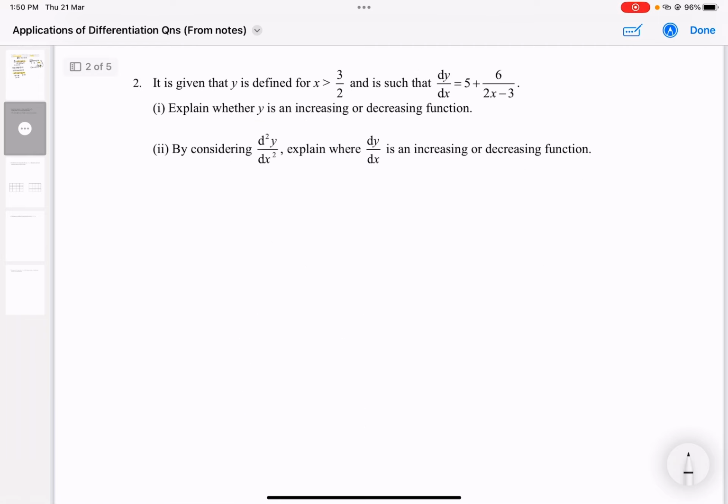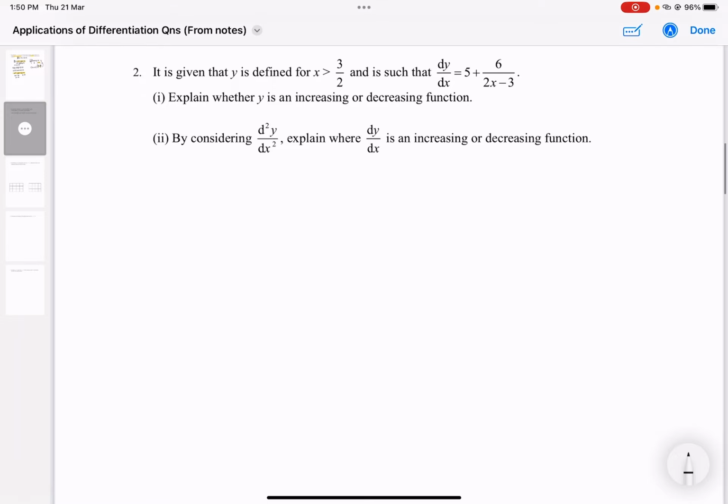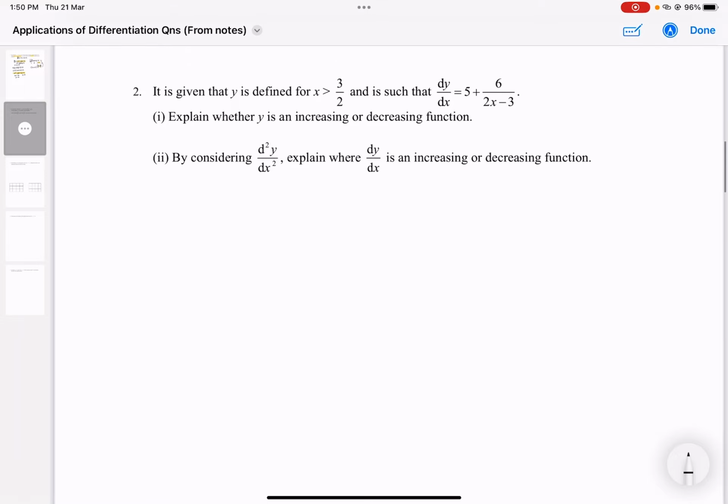Now let us go on to question 2. For question 2, the question tells us that y is defined for x more than 3 over 2. So they are basically telling us the condition for the function y. And then they have given us the function dy/dx. This question didn't tell us what y is, but they have given us dy/dx. For part 1, we are supposed to explain whether y is an increasing or decreasing function.